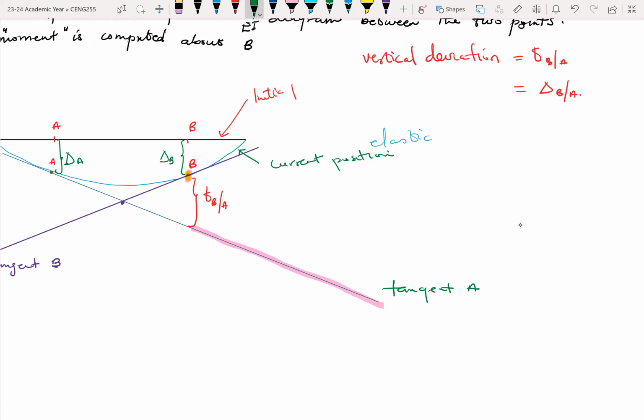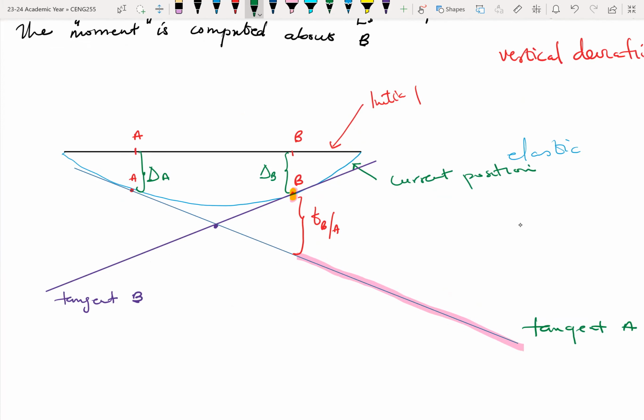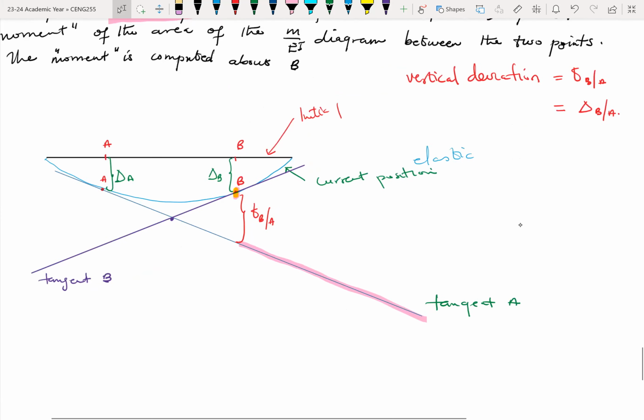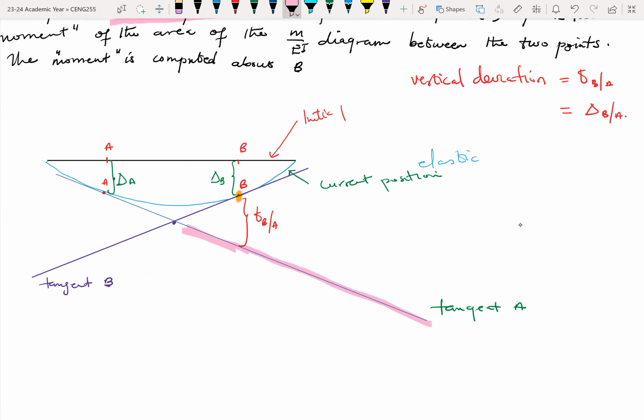So you first have to locate a point on the elastic curve which is of interest to us, in this case point B. We want to find the vertical difference between point B on the elastic curve and the tangent extended from A. The tangent extended from A, which I've highlighted, meets the vertical line through B at this point.